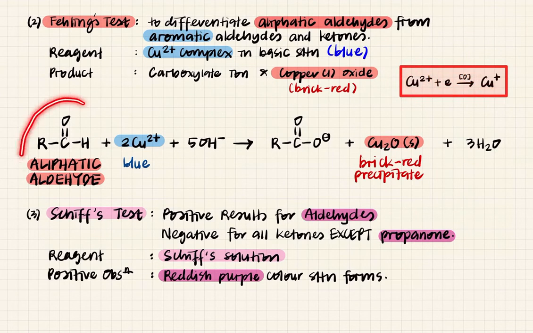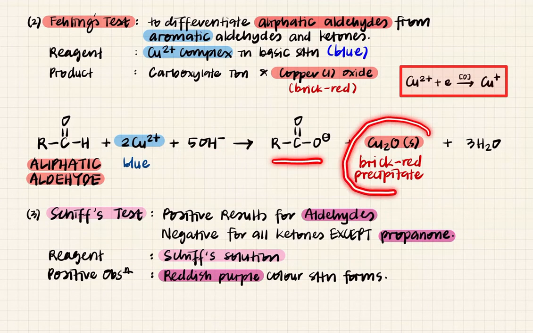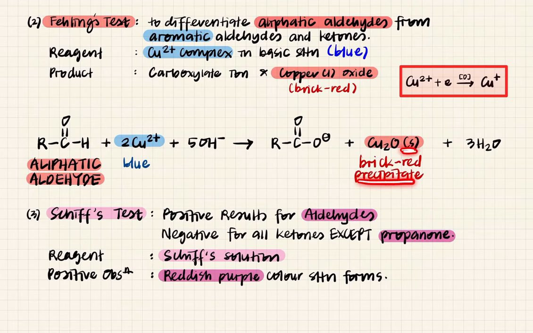Let's say here you have an aliphatic aldehyde, where R is an alkyl chain. It reacts with the copper(II) complex, which is blue, in basic condition. It will form carboxylate ion and copper(I) oxide, a brick red solid precipitate, and water. So this is your observation.